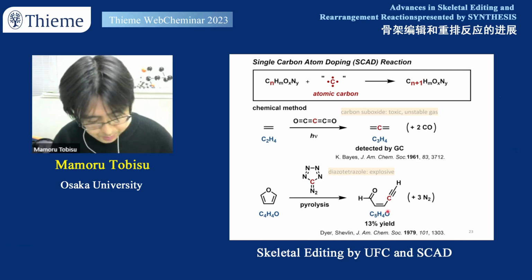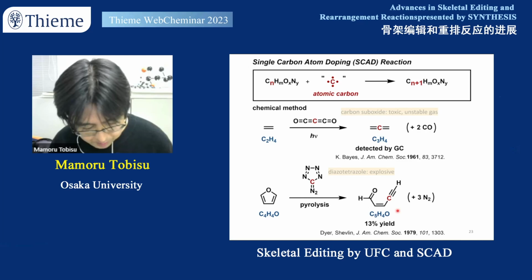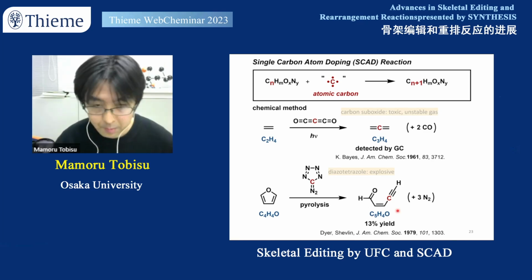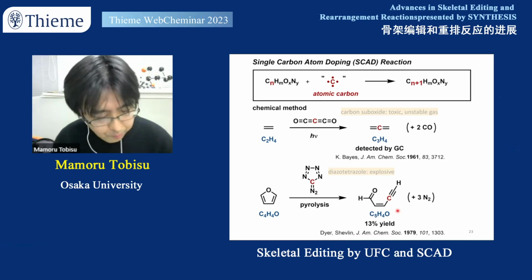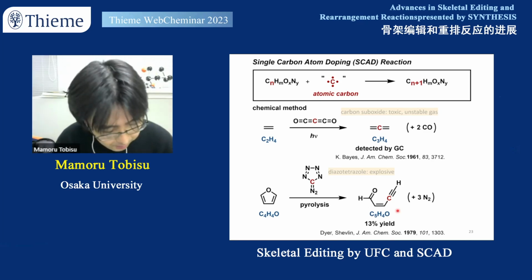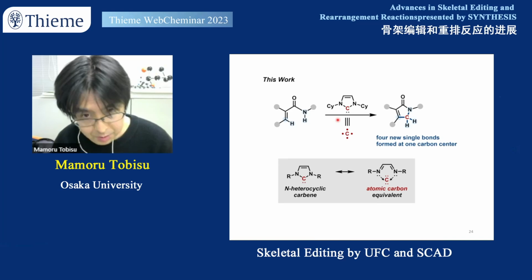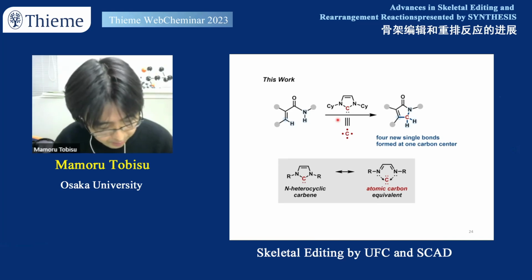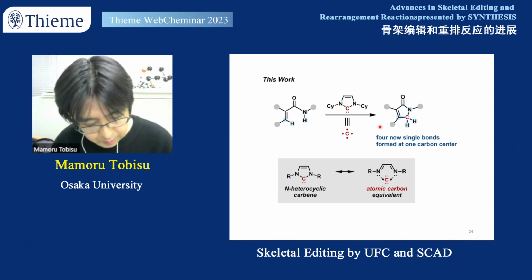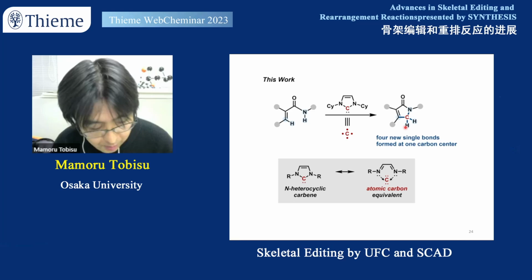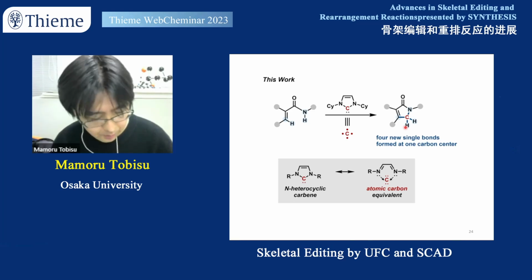And although these examples also demonstrate the synthetic potential of SCAD reactions, it is still difficult to control the high reactivity of an atomic carbon generated from these precursors. And in our study, we found that the N-heterocyclic carbene can serve as an atomic carbon equivalent and can be used for a new SCAD reaction, as shown here. Acyclic amides are transformed into the gamma-lactams by incorporating a single carbon atom. And four new single bonds are formed at one carbon center. And I would like to talk about this reaction in more detail.